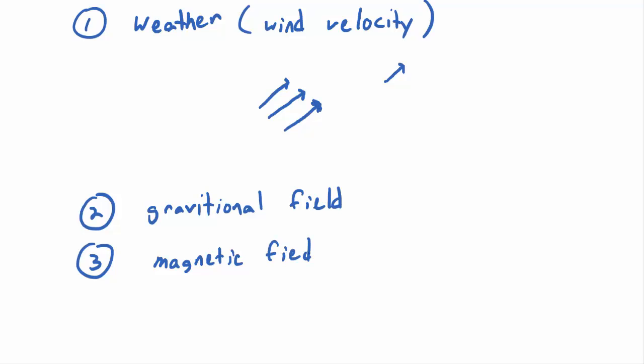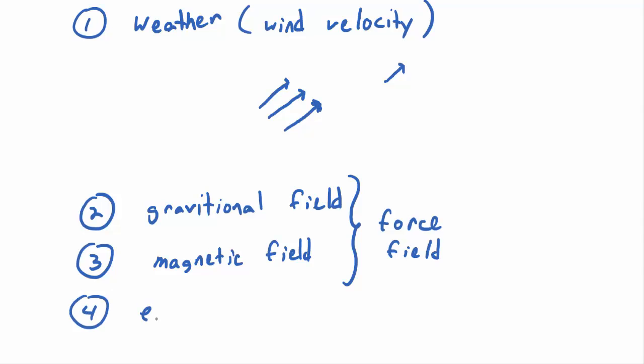These are called force fields, by the way. And vectors are very good at representing forces. You could have a velocity field, a force field. Anything else you can think of? Oh, there's one more field I forgot to write. The electric field, right? That's a force field.